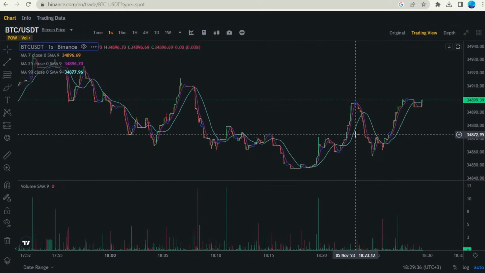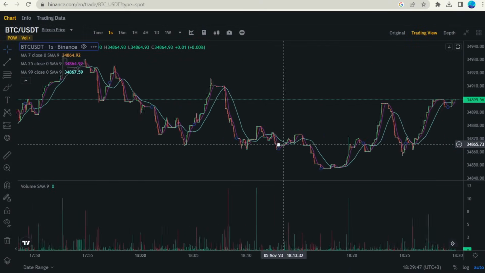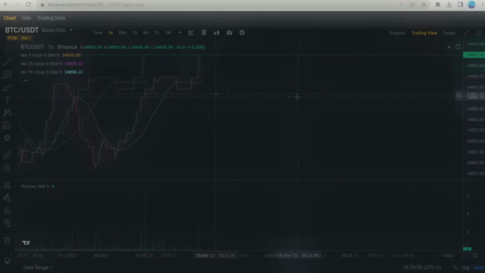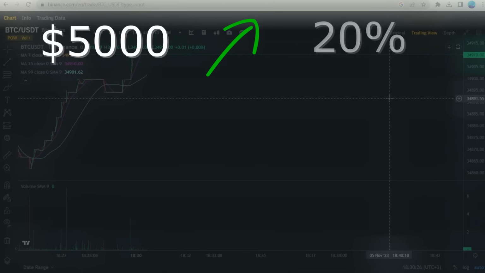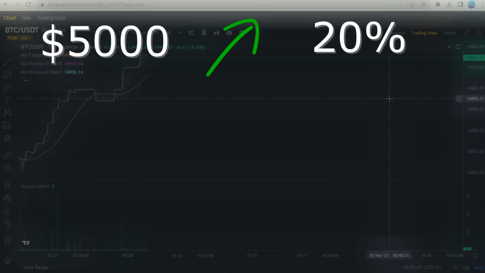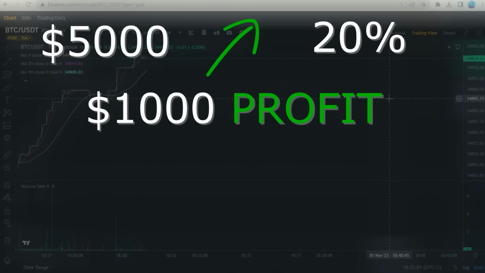Let's say you have $5,000 and think the price of Bitcoin will increase. You could either buy $5,000 of Bitcoin directly or leverage your position to trade on borrowed funds. Suppose the price of Bitcoin increases by 20%. If you had just invested your $5,000 without leverage, your investment is now worth $6,000, $5,000 initial plus $1,000 profit. That's a 20% gain on your initial investment.